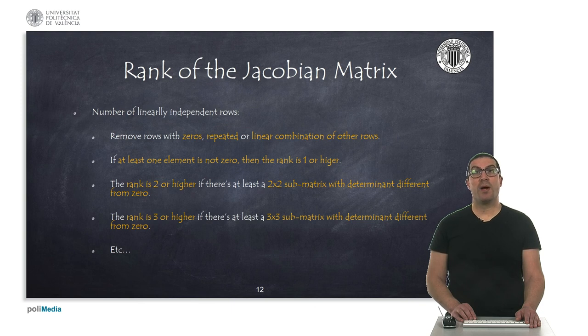So for this reason, in order to compute the rank of the Jacobian matrix, we need to find the number of linearly independent rows. That can be done by first removing the rows with zeros, or simply the repeated rows or rows that are a linear combination of other rows. Then, once we have removed those rows, we need to find the largest submatrix with non-zero determinant. We start by finding if there's at least one element which is different from zero. Then we say that the rank will be at least one. Later we will analyze if there's a 2x2 submatrix with a non-zero determinant. If we can find at least one submatrix with the 2x2 dimension, that means that the rank is at least 2, and so on.